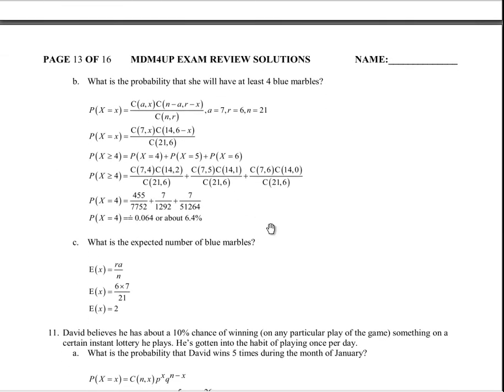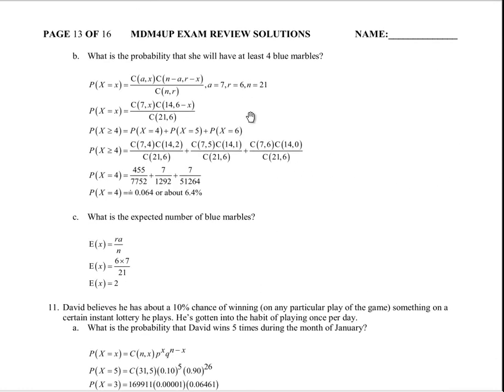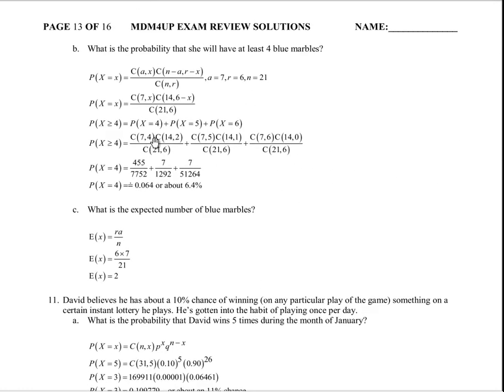In B, it says, what is the probability she will have at least 4 blue marbles? Well, at least 4 means 4 or more. Now, remember, she's choosing how many? 6, right, 6. So at least 4 would be the probability that x is greater than or equal to 4, which would be the probability of 4, 5, or all 6.